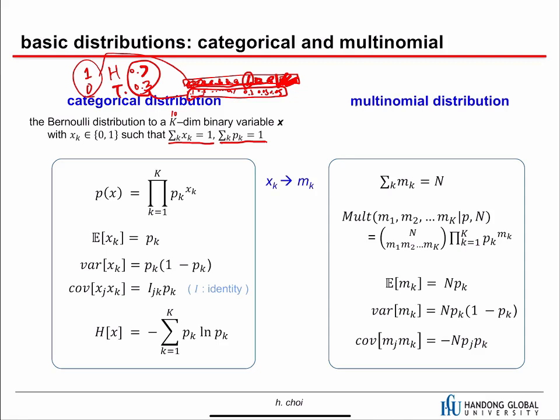And the multinomial distribution can be interpreted as an extension of the categorical distribution. So in the previous slide, we talked about going from the Bernoulli distribution to the binomial distribution. Likewise, in this case, we go from the categorical distribution to the multinomial distribution. So they have the same kind of relationship.